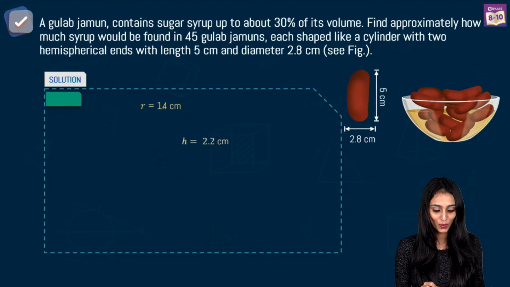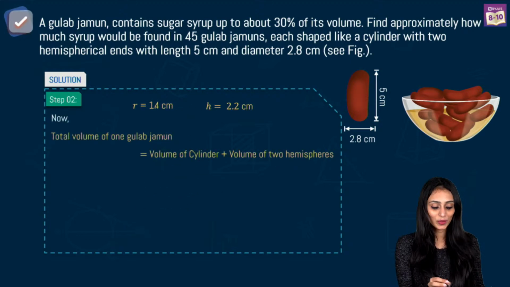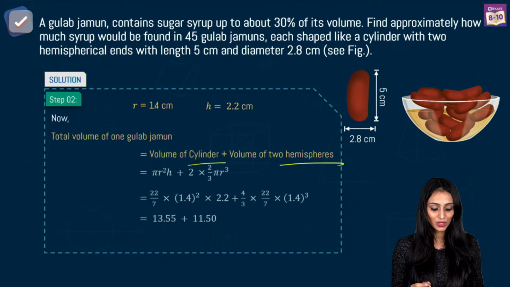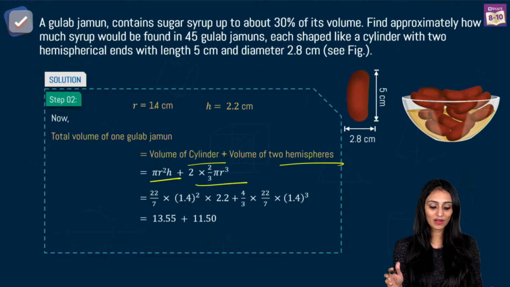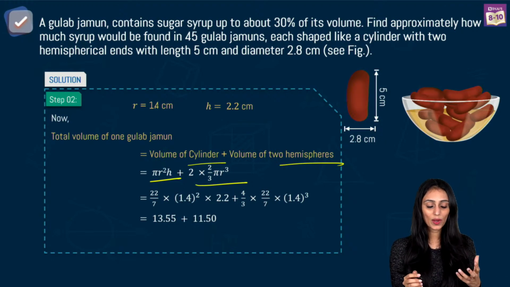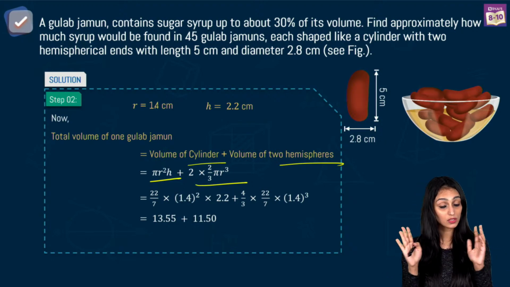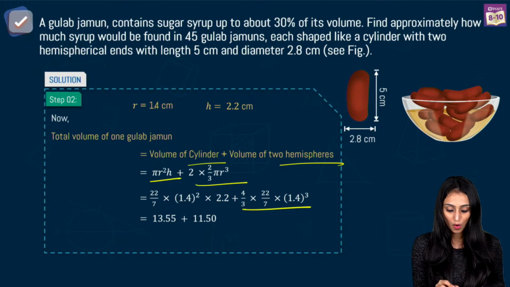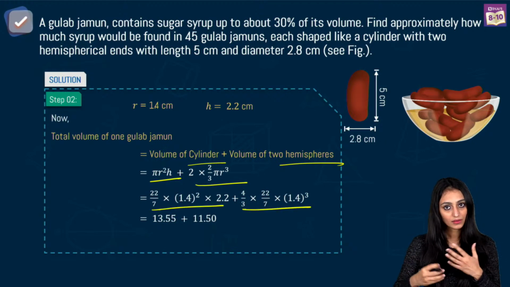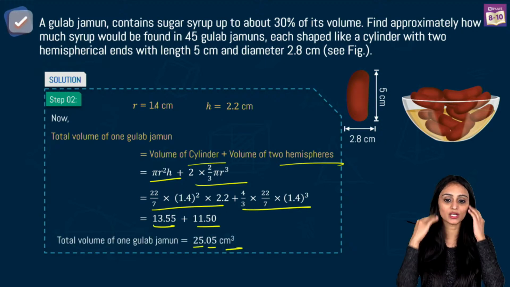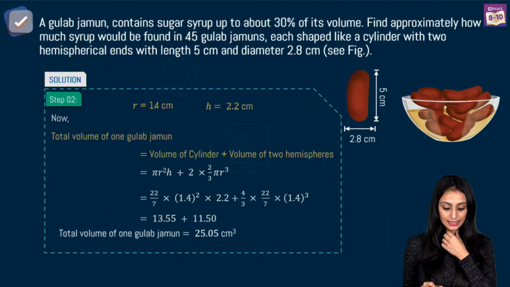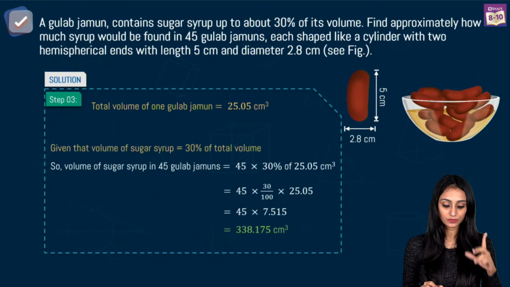Wow. You all know how to solve this. So total volume would be volume of cylinder plus volume of two hemispheres. Put the values: pi r square h plus 2 times 2 by 3 pi r cube. Put all the values here. See, this question involves a lot of calculation. This is important also. So all the values that we have here, after rounding off, 13.55 plus 11.50, you get 25.05 centimeter cube. Yes, that's the volume of one gulab jamun.